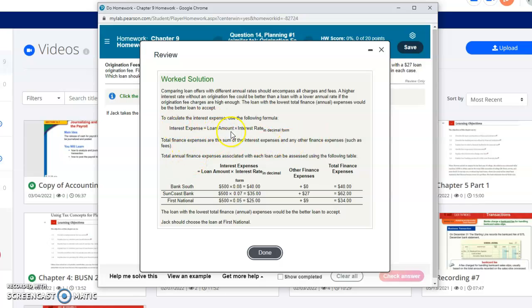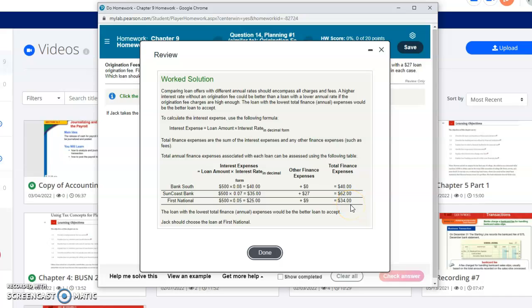You want to take the loan amount, multiply it by the interest rate, and the total finance expenses are the sum of the interest expenses and any other finance expenses, like fees. So if you look down here, for Bank South, for my example, my amount, 500 times 8% was $40. There was no finance expenses, so just $40. Suncoast, you would take that 7% times 500, and it's $35, but they also have a $27 finance expense. So if you add 27 plus 35, it's 62. First National, take 5% times the 500, 25. There was a $9 fee, add them together, and that's 34.